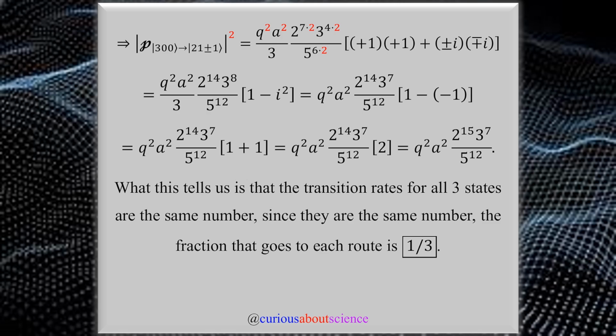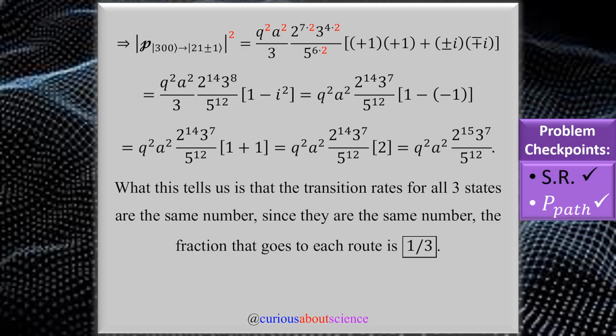So since all 3 of these states have the same number, what this tells us is that the transition rate for all 3 are the same number, and since they are the same number, the fraction that goes each route is exactly 1/3. That's pretty darn cool. Okay, so we radiate to each path equally. And who would have ever thought that from the onset here with all these large numbers and all this chaos going on with these selection rules? That's pretty insightful, and I really like how that played out.